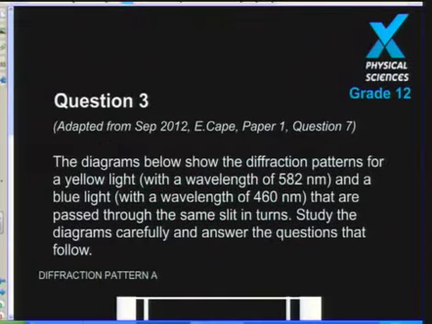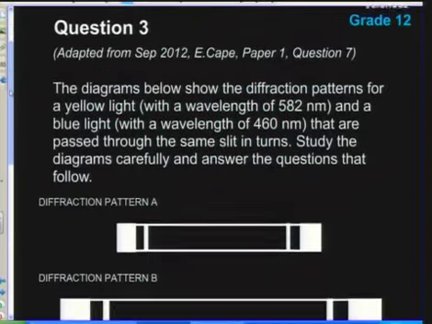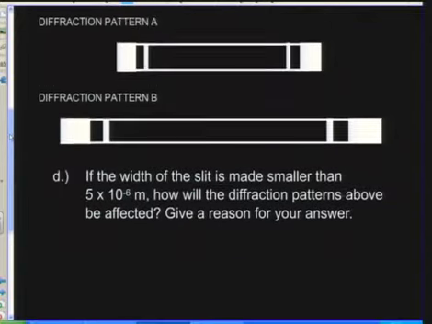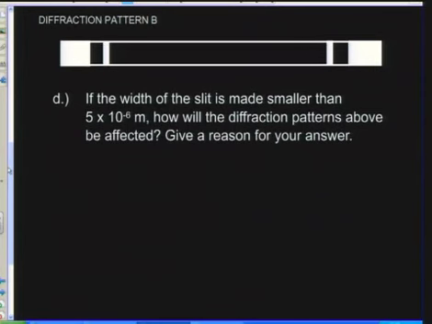Right, now moving on. We are still on question number 3, but coming to question D, which says: if the width of the slit is made smaller, that's the key word here, than the 5 × 10^-6 meters, how will the diffraction pattern above, or the diffraction patterns above, be affected? Give a reason for your answer.